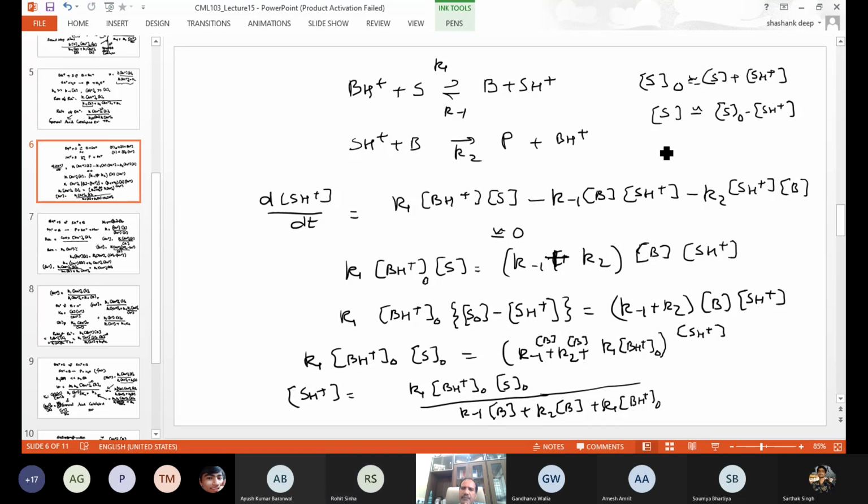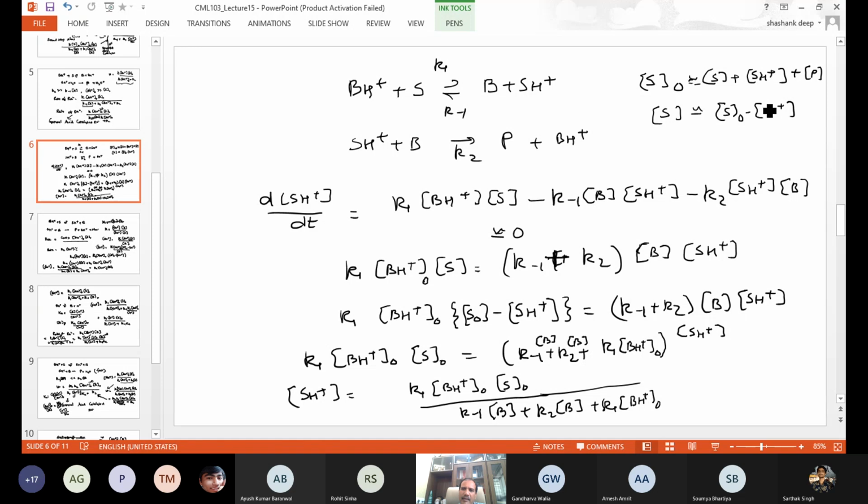Is this okay? Sir, is this the concentration of S naught we are taking initially? S naught is the initial concentration. Okay, sir. And one thing you can say is that S is also going to P. So we are talking about the rate of reaction at a time when, generally, P is very small. Then we can write simply S naught is equal to S plus SH plus. Generally it should be plus P also.